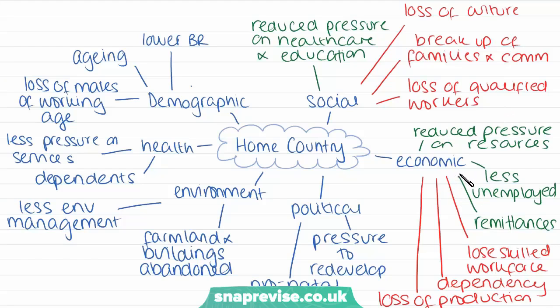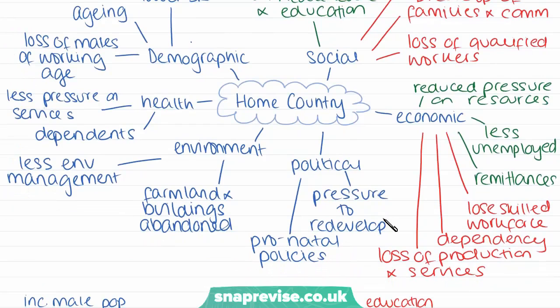Economically, the advantages are reduced pressure on the resources of food, energy and water. There'll be less unemployment, and sometimes remittances will be sent back from the migrants to their families who remain in the home country. So they benefit economically from that, but also they will essentially lose most of their skilled workforce.